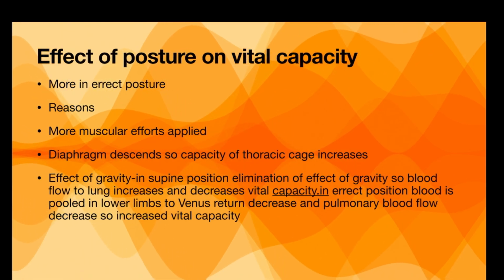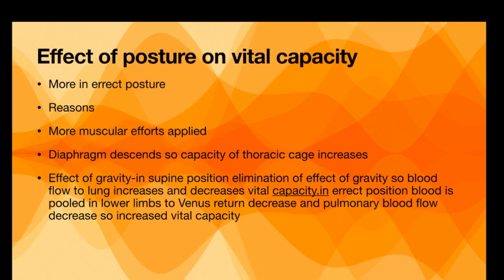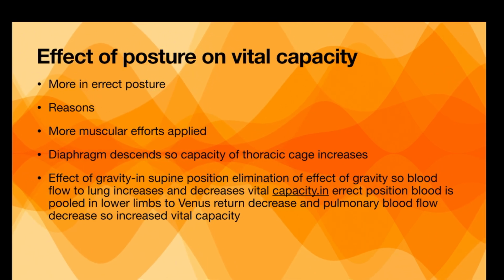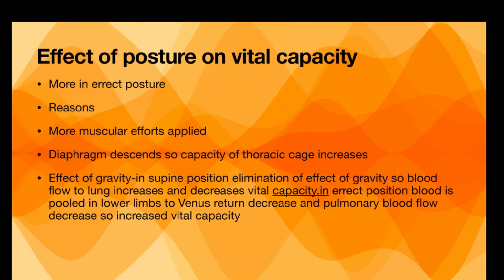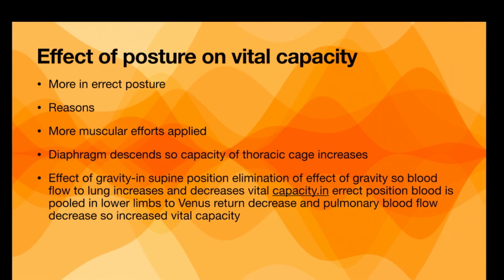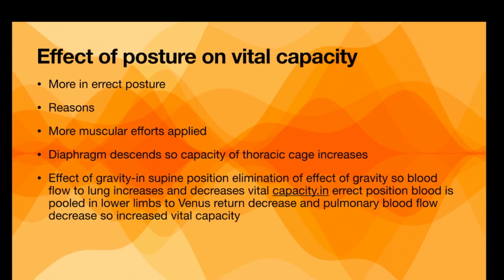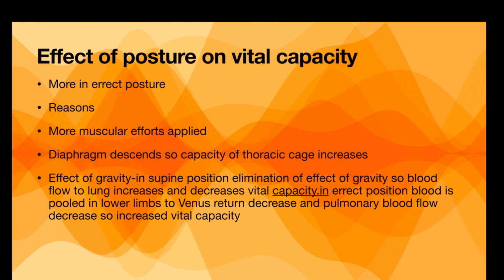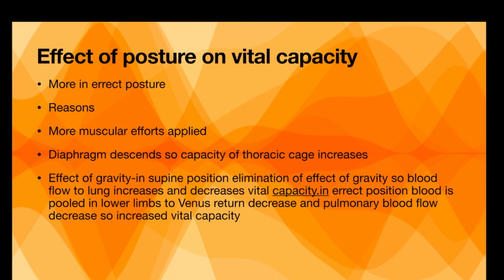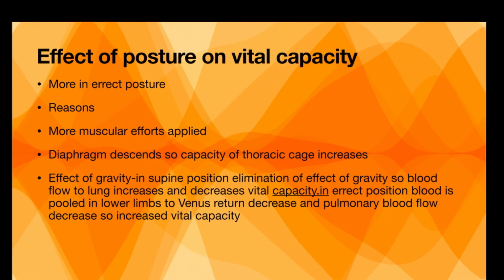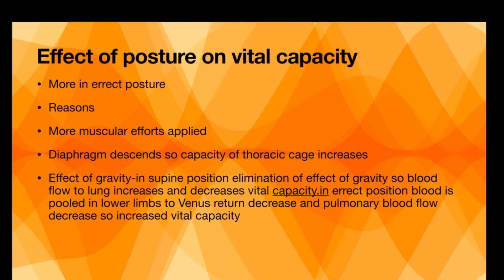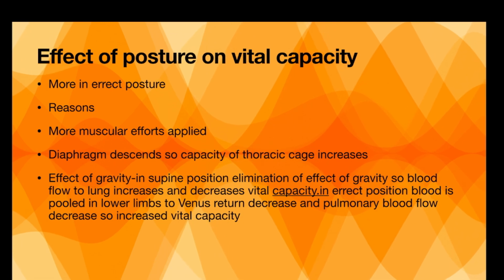Now let's discuss a few viva related questions. First is, what is the effect of posture on vital capacity? The vital capacity is more in erect posture than in the sitting or sleeping position. The reasons are that in erect position more muscular effort is applied. The diaphragm descends, so the capacity of the thoracic cage increases. Then the effect of gravity. In supine position there is elimination of the effect of gravity, so blood flow to the lung increases and decreases the vital capacity. In erect position there is an effect of gravity, so blood is pulled to the lower limbs and pulmonary blood flow will decrease. So vital capacity will increase.